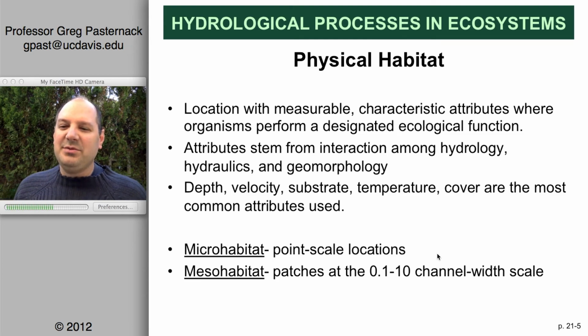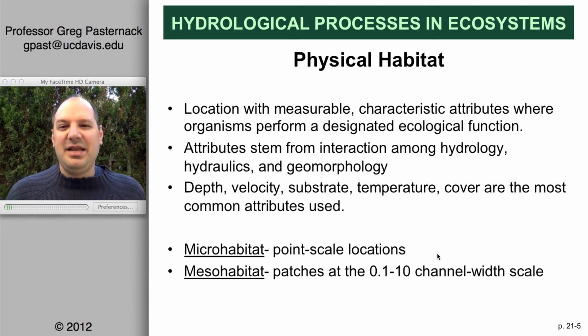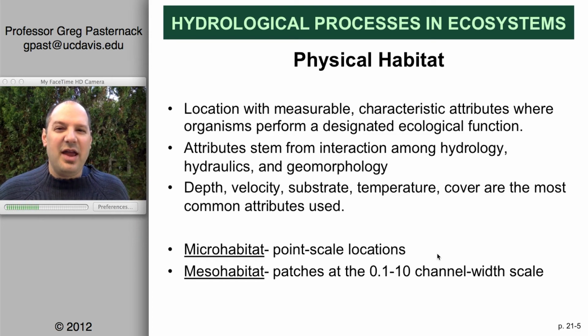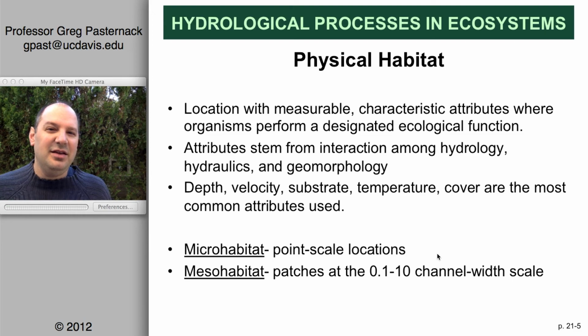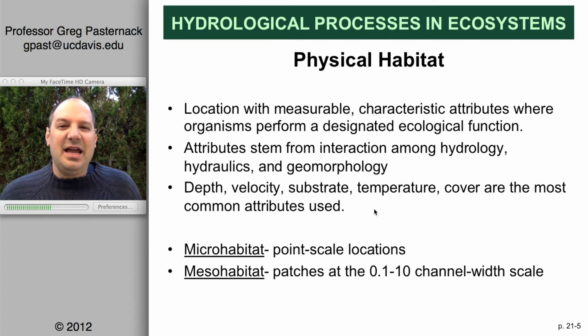So mesohabitat is more like a patch. On the landscape, we've talked about patches, where an individual wetland might be a patch, or a clear-cut section up in the mountains might be a little patch. In the same way, in a river context, a patch is in reference to the scale of the channel width. So if a stream is only 1 meter wide, then that patch might be half a meter to 10 meters long. On the other hand, if it's 100 meters wide, then it could be up to 1 kilometer long.